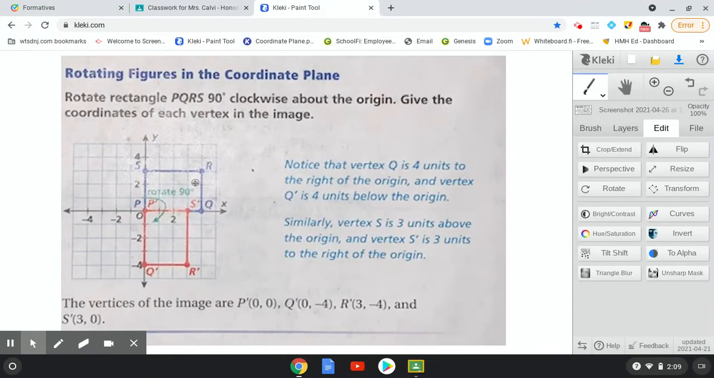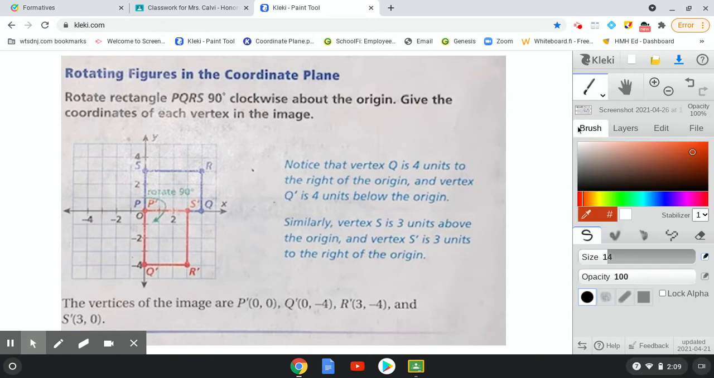Quick review on rotating figures in the coordinate plane. This is the last of the transformations that we're going to be talking about, and it is by far the most difficult. But if you really pay attention to what I do, it's not that hard, believe it or not. All right, so I have an example here.